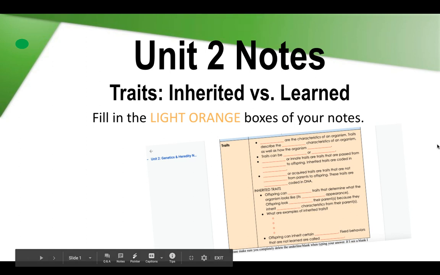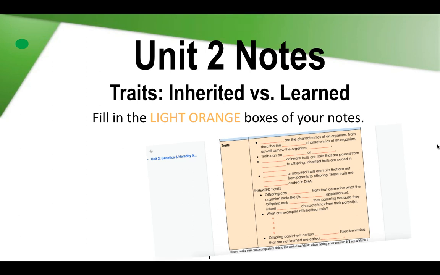All right, guys. So we are going to be doing the Unit 2 notes today. We're going to start talking about traits. It's going to be the light orange box. And we're going to talk about the difference between inherited traits and learned traits. So please make sure you also open up your genetic notes. Scroll down. We're going to do the light orange box today.